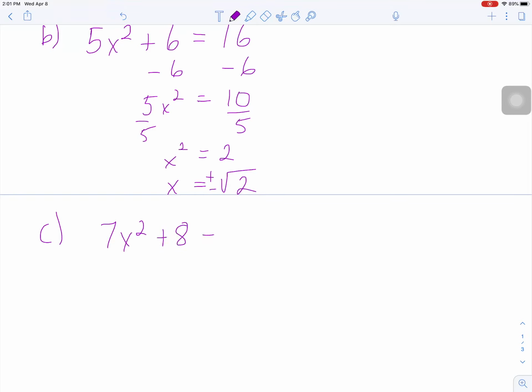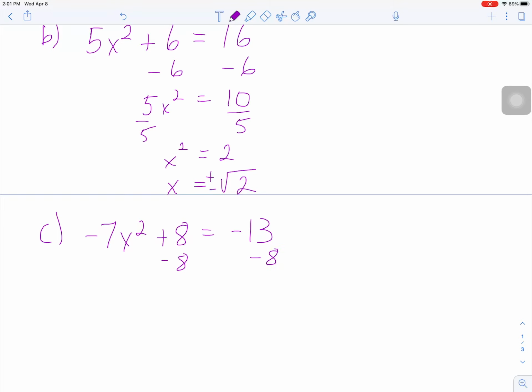We have 7x squared plus 8 equals negative 13. A little bit of a different answer there. So let us take a look at that one. Okay. If you're ready to try it on your own, hit pause and then try it and see if you can get it correct. So here's your solution.